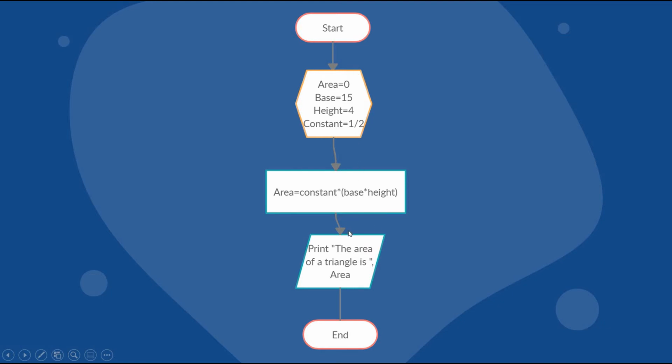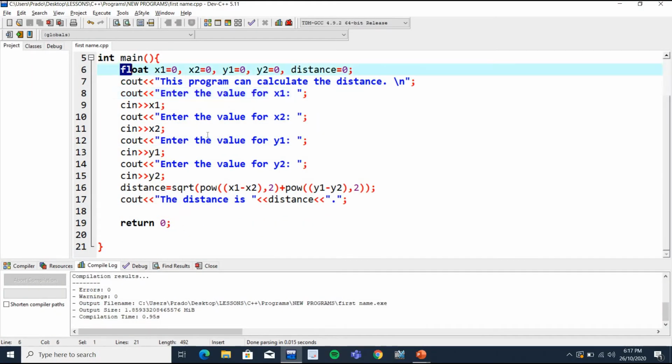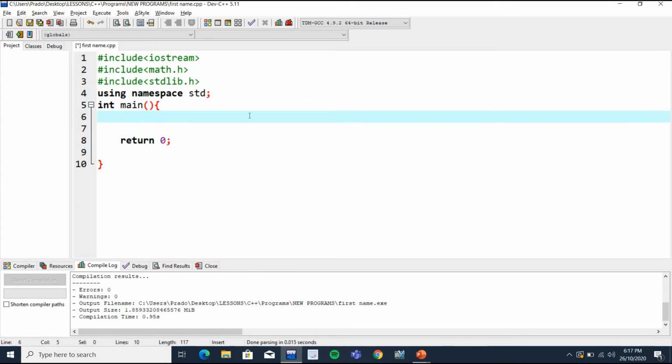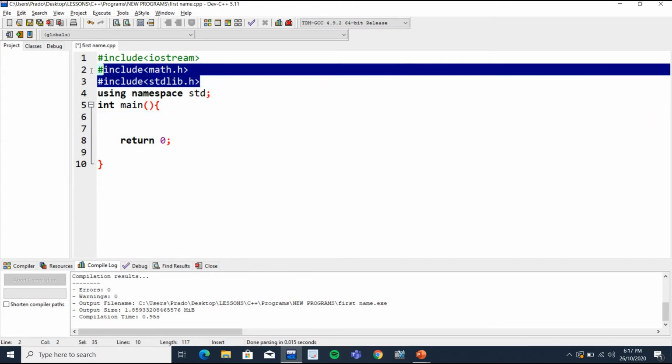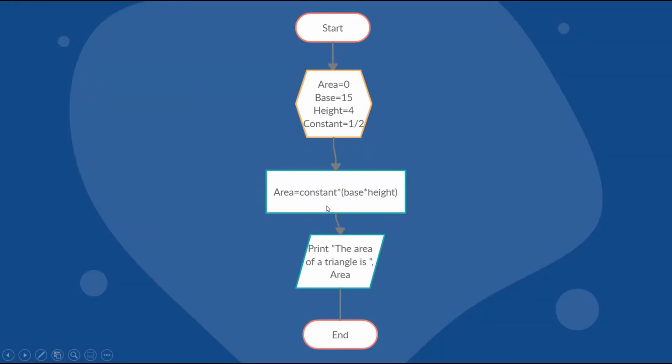So, let us try to program this flowchart. So, we will get the area of a triangle. So, dito, nakaset na po yung value ng base, height, and then the constant, which is 1/2. So, we will delete this program. And then, delete na po natin dito si include math.h at saka stdlib.h kasi hindi na po tayo nangailangan ng mga function na dinescuss natin kanina.